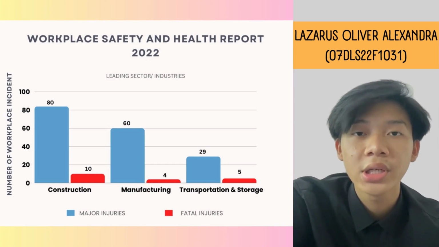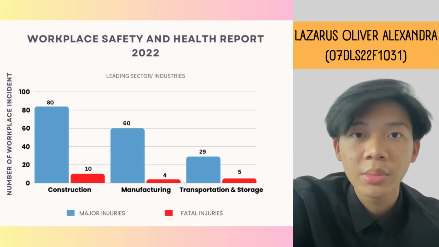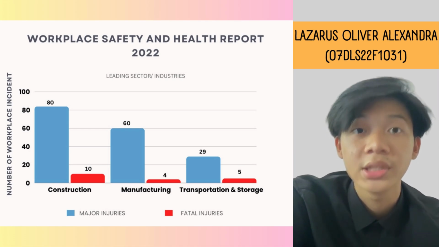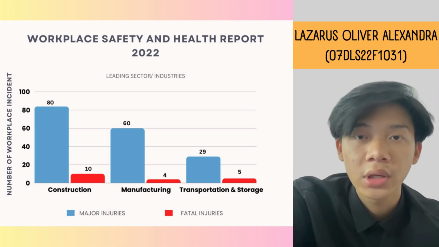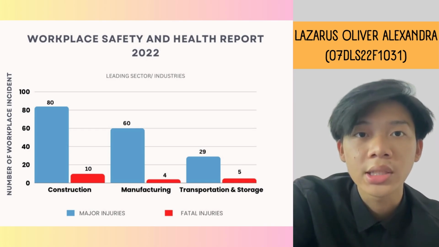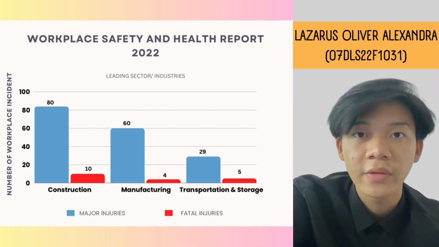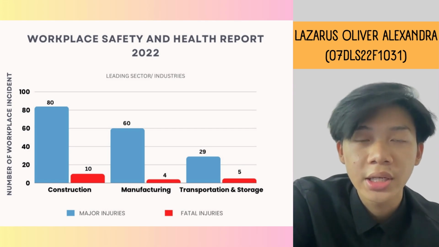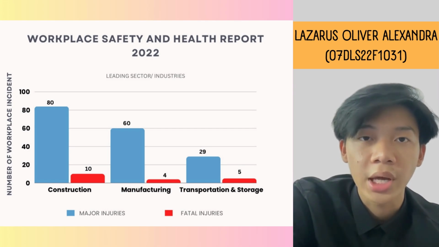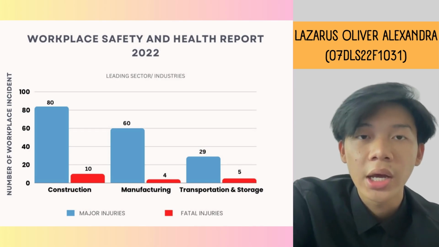Next, in the manufacturing industry, there were 60 major injuries and 4 fatal injuries. Manufacturing often involves the use of large machinery and repetitive tasks, which can lead to accidents if proper safety procedures are not followed. Lastly, the transportation and storage industry recorded 29 major injuries and 5 fatal injuries. In this industry, injuries are commonly caused by accidents involving vehicles and the handling of heavy goods, which can lead to both major and fatal incidents.